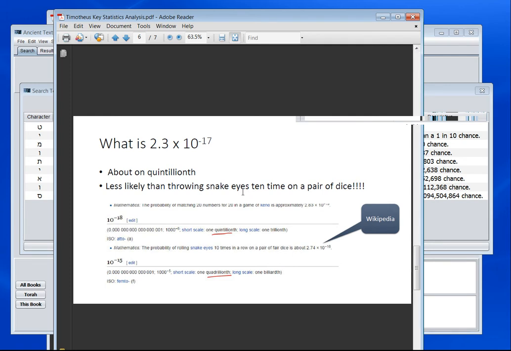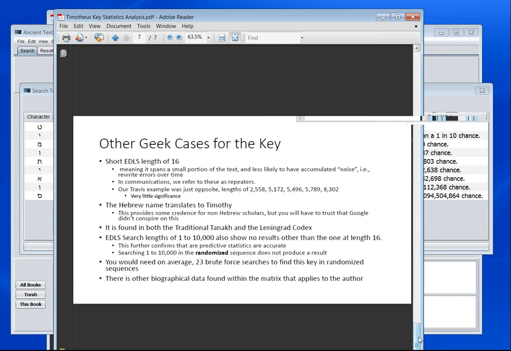What is that number? That is like throwing snake eyes 10 times in a row using a pair of dice, for those gamblers out there. 10 to the minus 17th falls between a quadrillionth and a quintillionth. I got this right from Wikipedia, another source, and you can see that's where that came from. So it's just like rolling snake eyes 10 times in a row. Pretty rare. So here's a summary of the cases for this key.